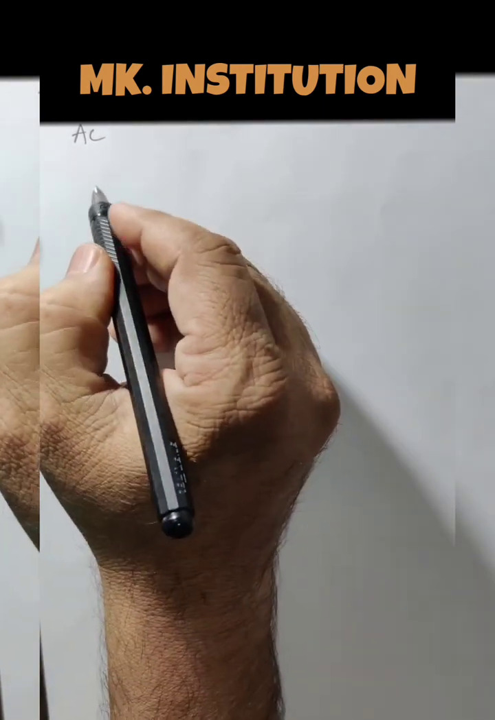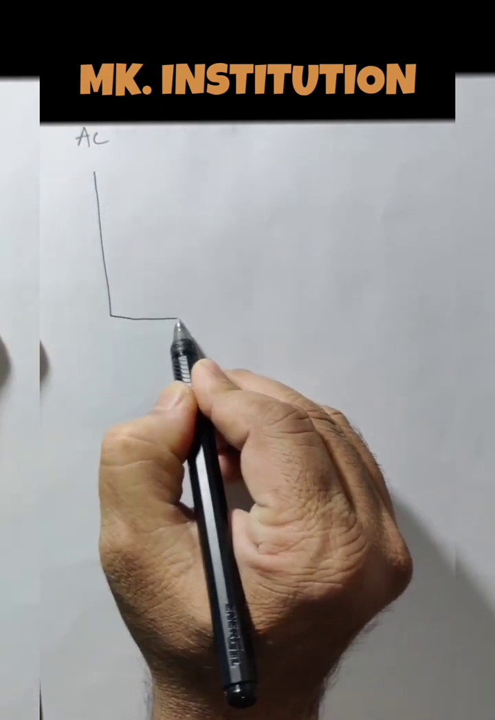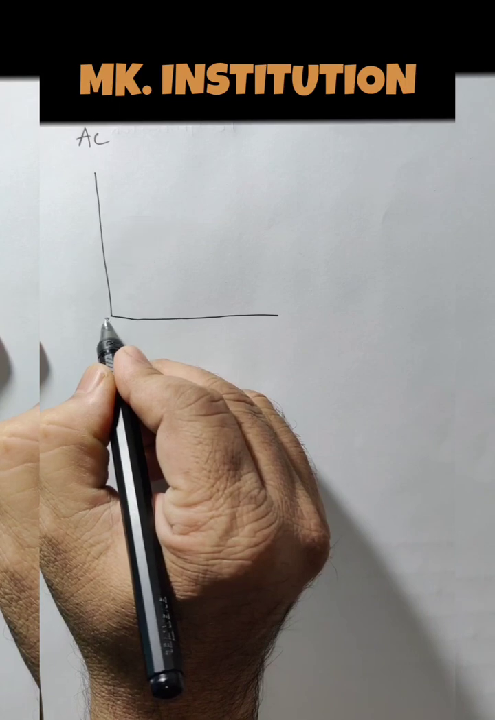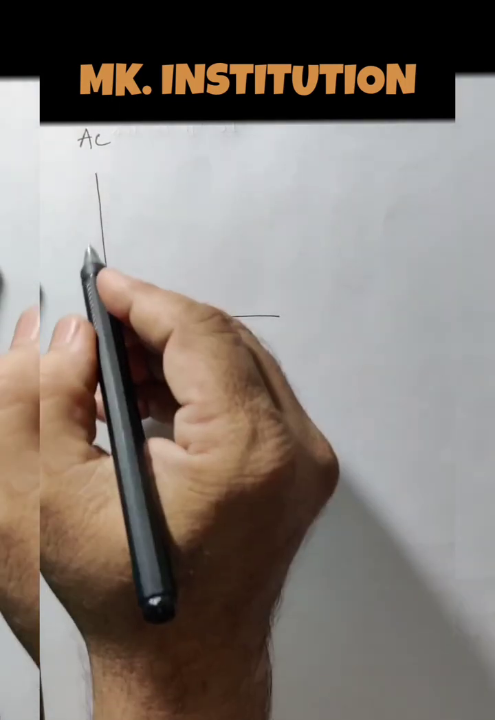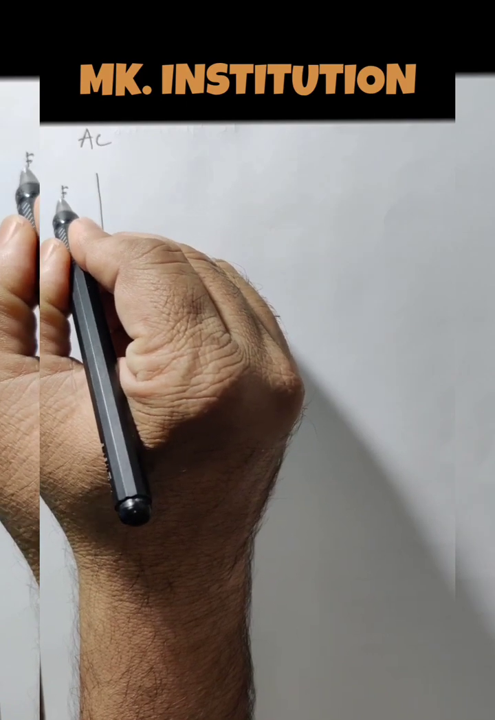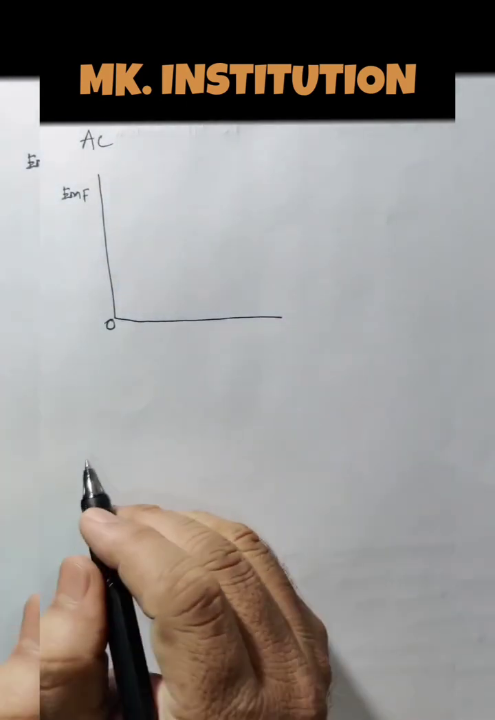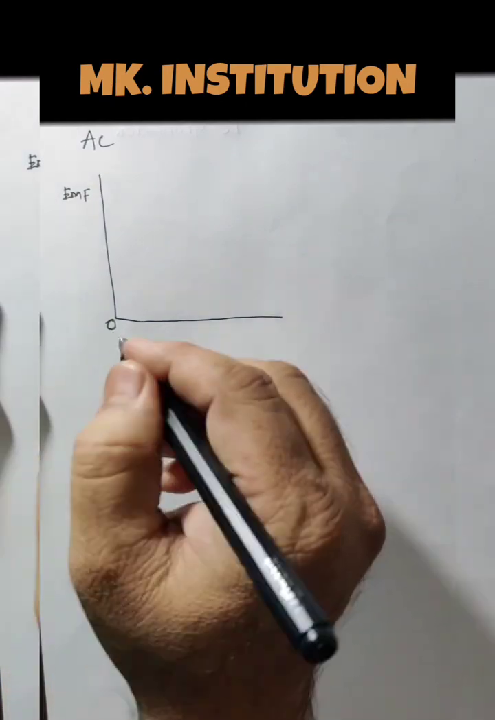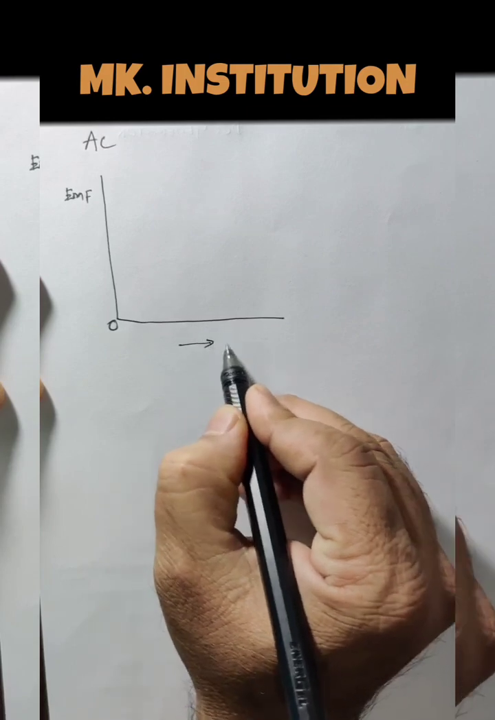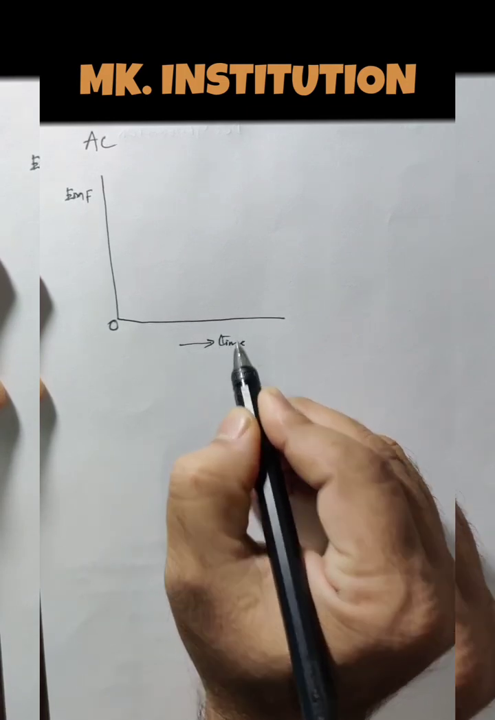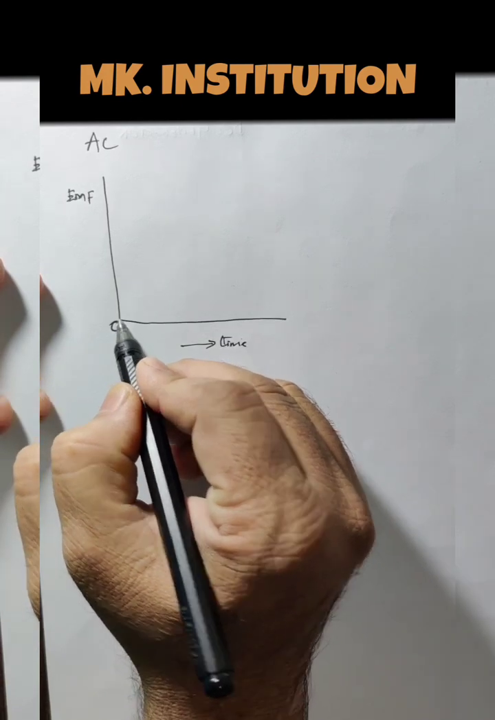For this graph, initial will be always 0. Clear? Initial will be 0. Then here you have to show the EMF, electromotive force. Now show from the starting here. Okay, here this is the time, also you can show here. Now from 0 to maximum.